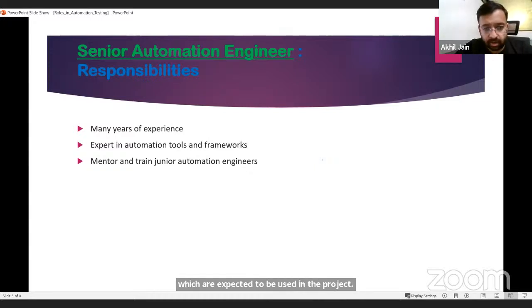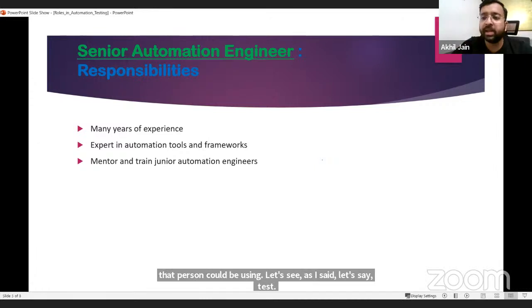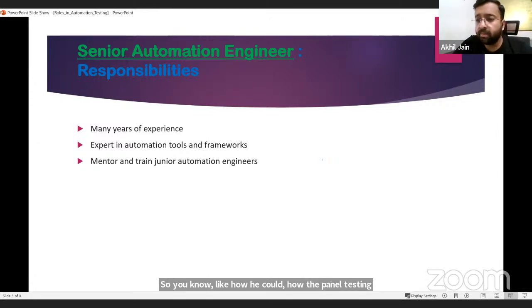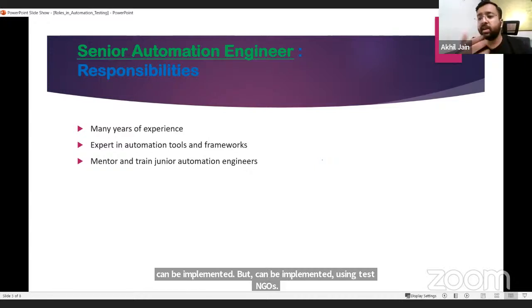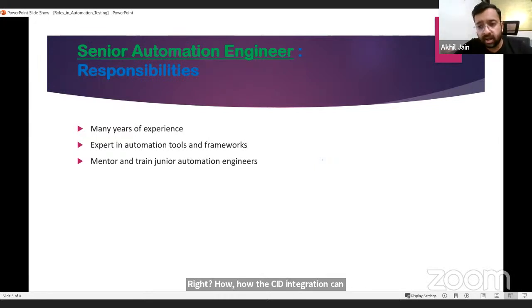So he could be an expert in automation tools and frameworks. That person could be using, let's say, TestNG. So he knows how parallel test execution can be implemented using TestNG or Selenium Grid, right? How the CI/CD integration can happen, let's say using Jenkins, GitLab, GitHub, or something else. How do you push code, or how do you resolve merge conflicts? How do you identify test cases which need to be automated? That is the kind of understanding which the person builds up while working in the industry.